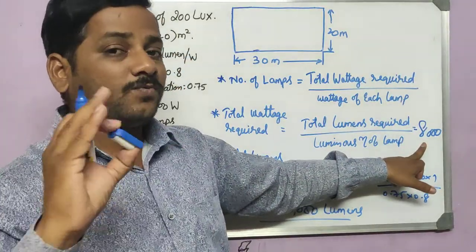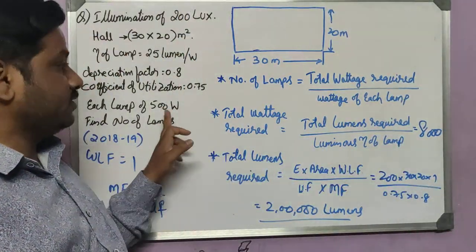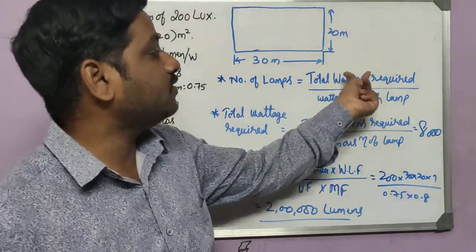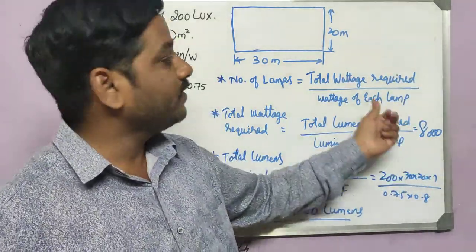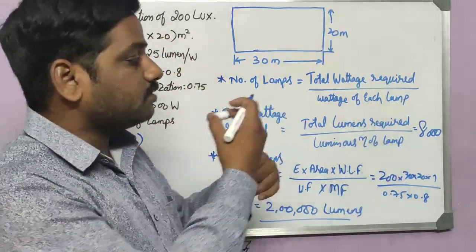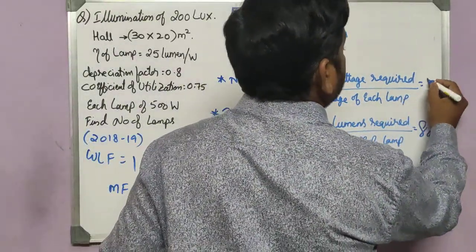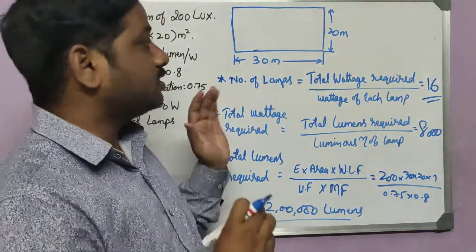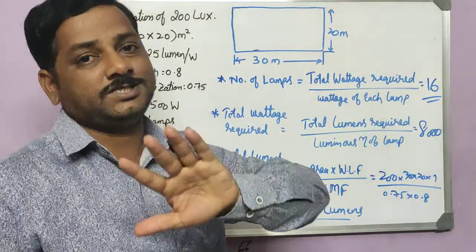But one lamp is having 500 watt. Using that, I will find the number of lamps. The number of lamps is equal to total wattage required, that is 8000, divided by the wattage of each lamp, that is 500. So 8000 by 500, you get 16. So the total number of lamps required in this problem is 16.